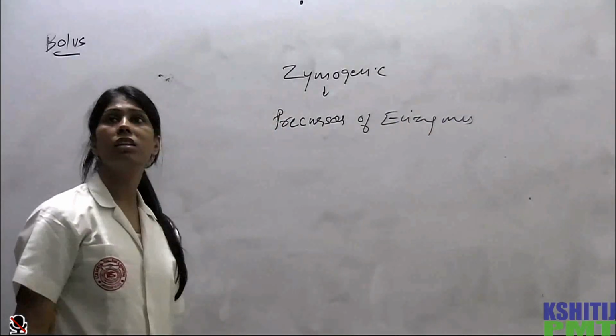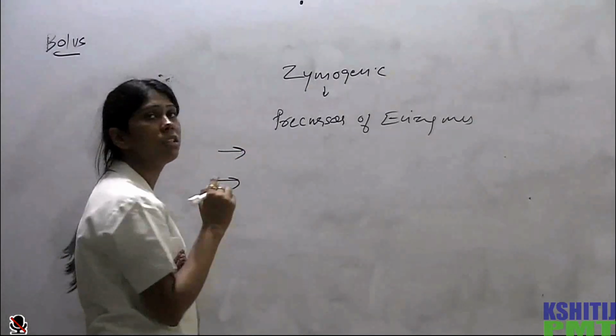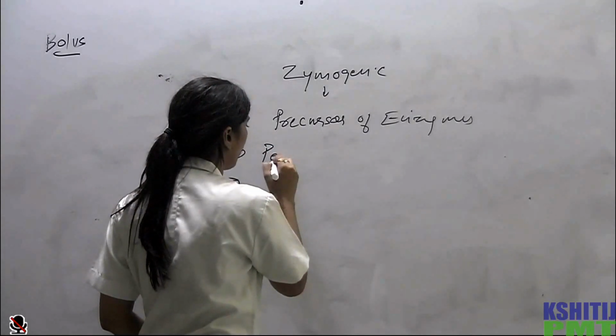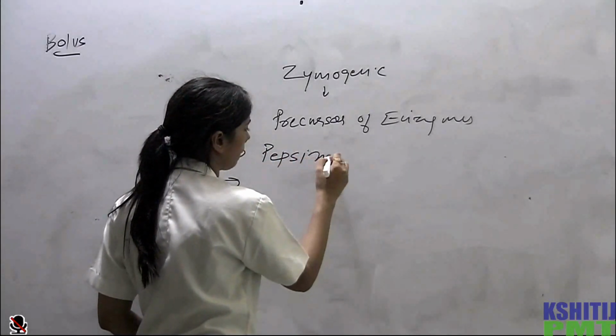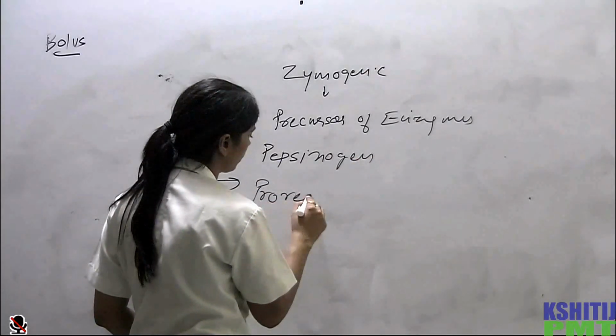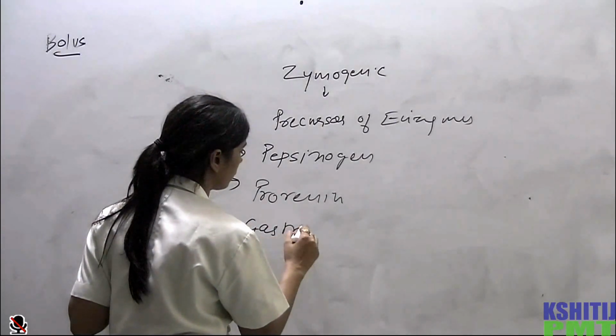There are three enzymes which are secreted by zymogenic cells. Number one, it is pepsinogen. Then it is chloramine. And then it is gastric lipase.